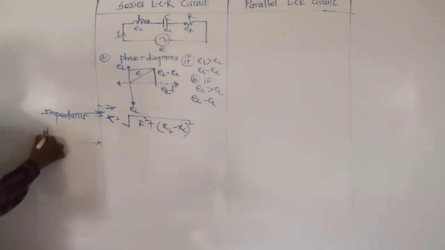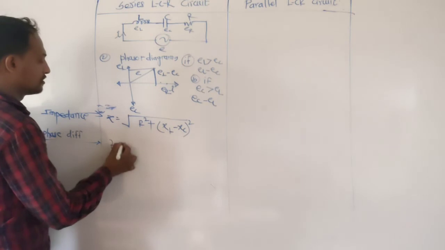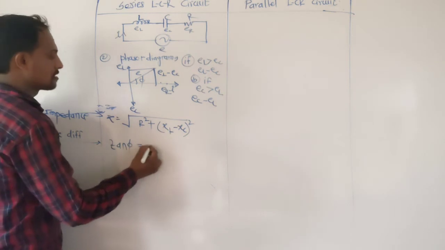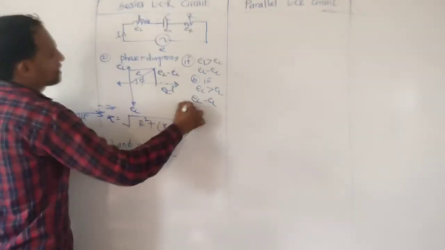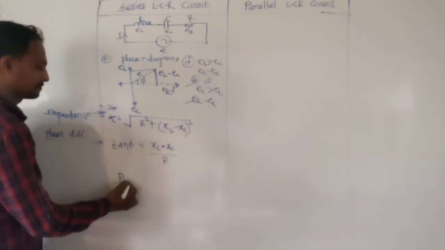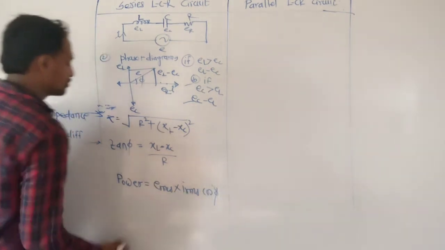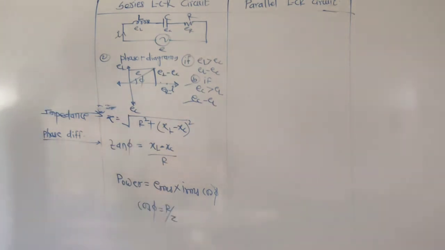After this we have the phase difference. We find the phase difference with the help of tan phi. So this is the phase angle phi. Tan phi is equal to (XL minus XC) upon R, which varies across these two conditions. Okay, we have to understand this. After that, the power of the circuit. Power P is equal to ERMS into IRMS into cos phi, where cos phi is equal to R upon Z. So this is the power of this circuit.